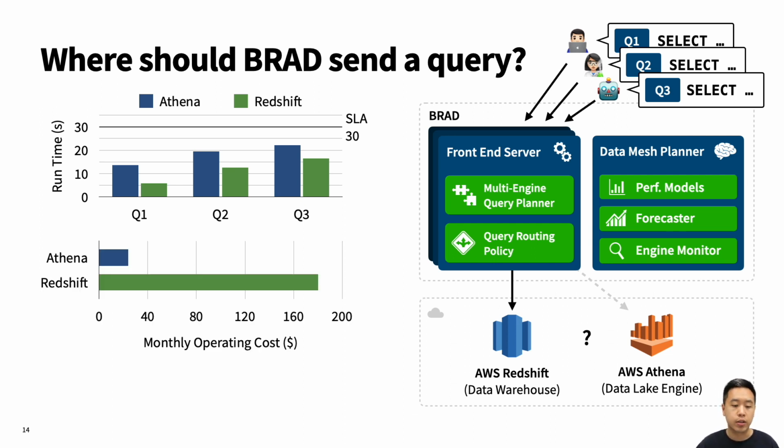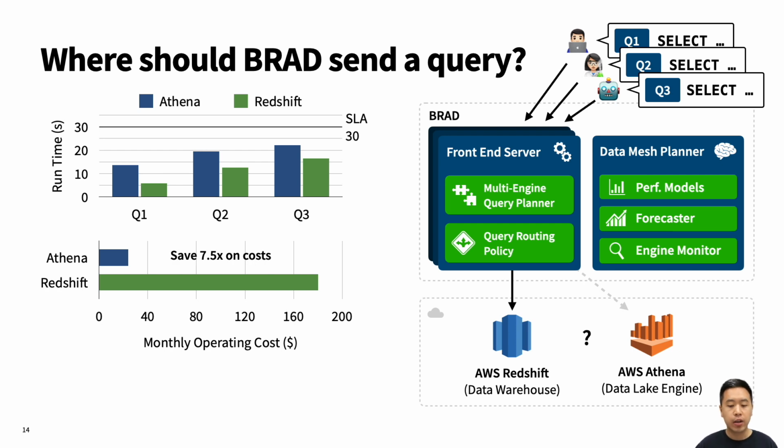For example, cost. On this plot, the x-axis is the monthly operating cost, so lower to the left is better. It turns out that this workload ends up being 7.5 times cheaper to run on Athena than Redshift. The reason is that Athena is serverless, so you're charged based on the amount of usage that you have, in particular the amount of data you scan. Since these queries run infrequently, once an hour, it ends up being better in terms of cost to run them on Athena than to pay to provision an instance of Redshift.